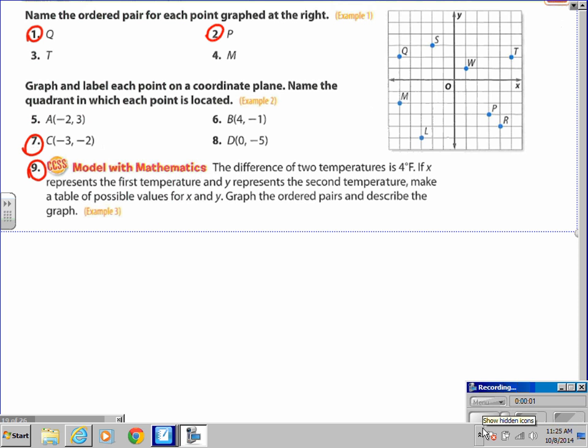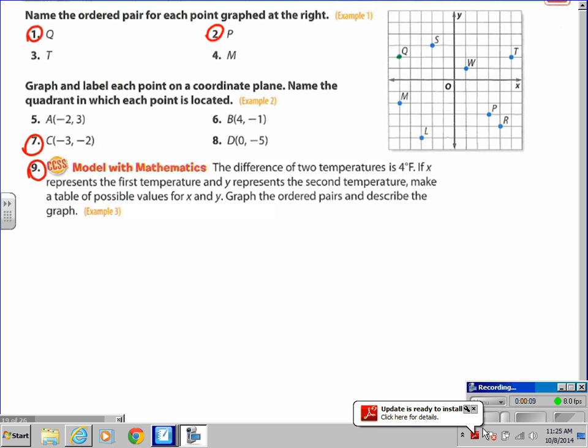Pair for each point graphed at the right. So looking over here, we want to find Q. It is right here. Always start at the origin. First go left or right. So who can tell me? Are you going to go right or left? Left. And then how many places?